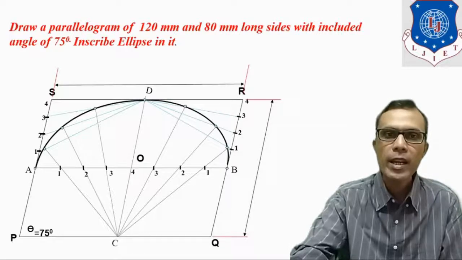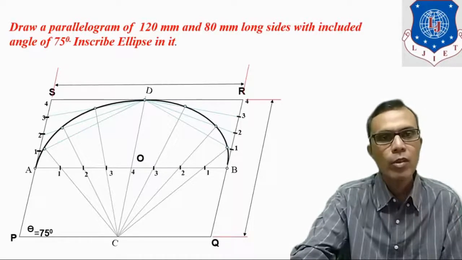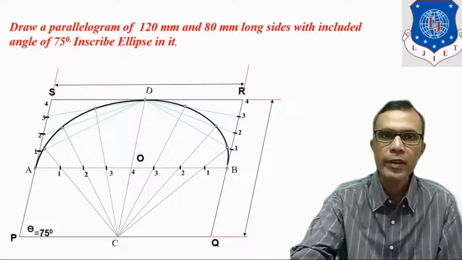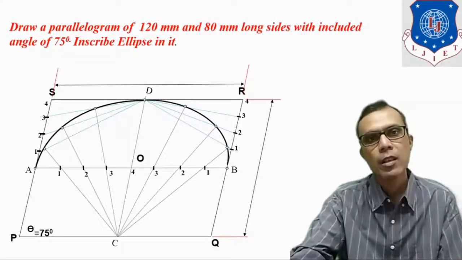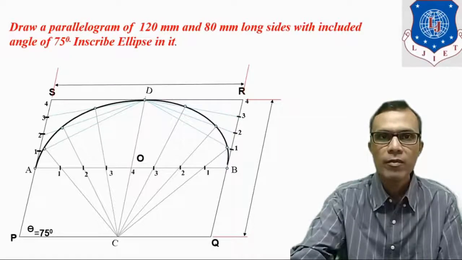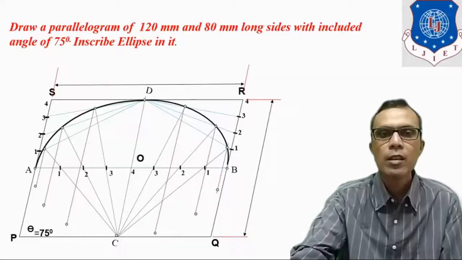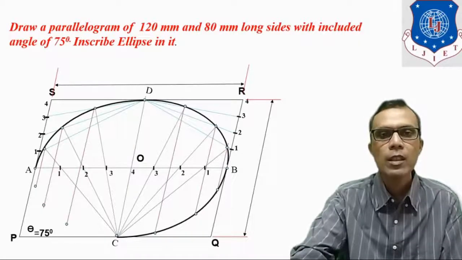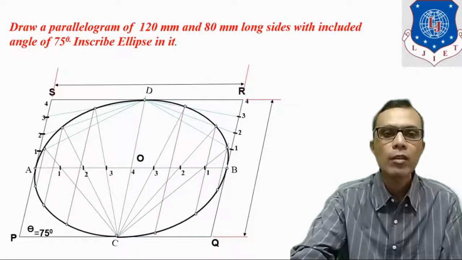Now for the remaining part, as we know it is a symmetrical curve, the distance of the respective points above the major axis would be similar to those below the axis. So that same distance we can mark below the major axis. So we will obtain the remaining points, and when we join them, we will get the required curve.